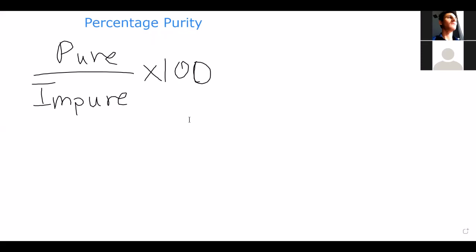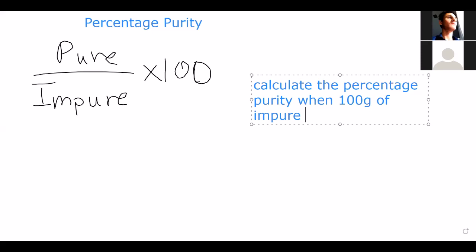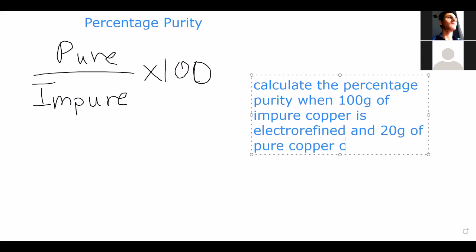The question is, calculate the percentage purity when 100 gram of impure copper is electro refined and 20 gram of pure copper collects at the cathode.